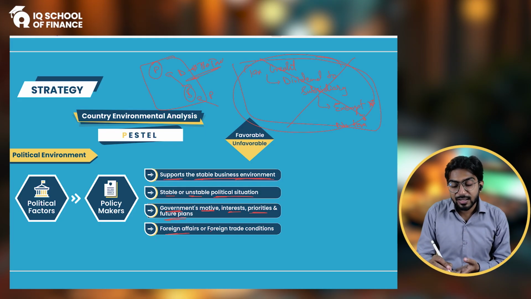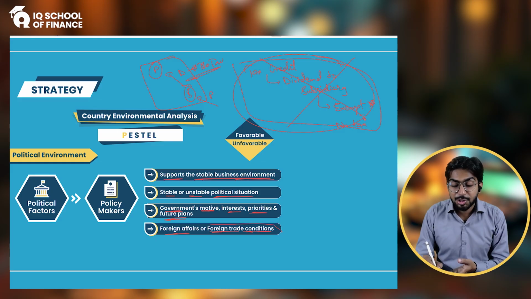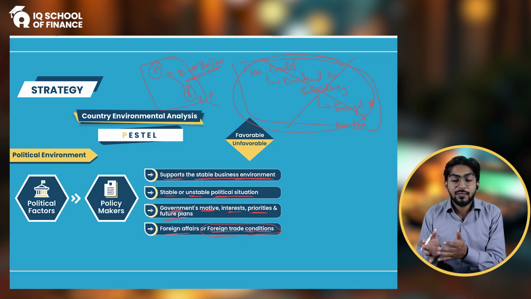And then the foreign affairs or the foreign trade conditions. You need to understand how your foreign trade conditions are, how the relationships with the foreign countries are, because obviously as a business, you import many things, you export many things, and there might be a situation where you are importing such a crucial or essential raw material that is very useful for you, and if the foreign trade conditions are very bad and you cannot buy anything, like the imposition of sanctions on Iran, Afghanistan, Russia.